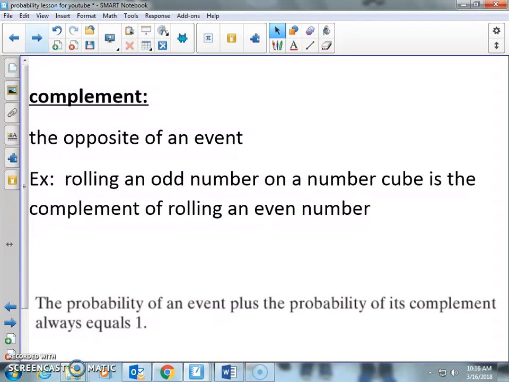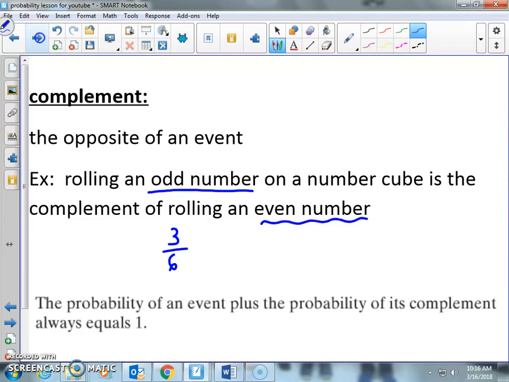So, the probability of some event and its complement always has to equal 1. If you think about it, in the example here, the probability of getting an odd number is 3 out of 6, or a half. Its complement, rolling an even number, is also 3 out of 6, or a half. And if I add those together, I get 1 whole. So that's where the probability of the event and its complement must add up to 1.